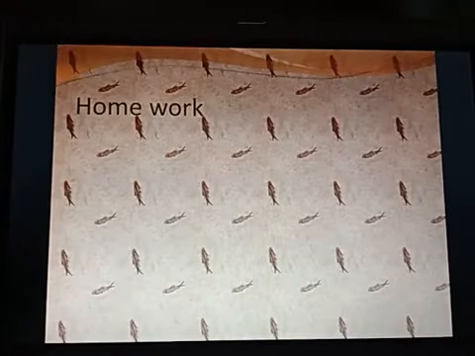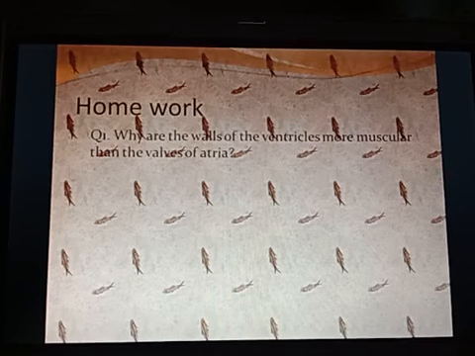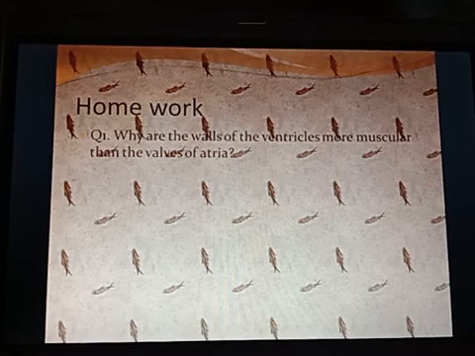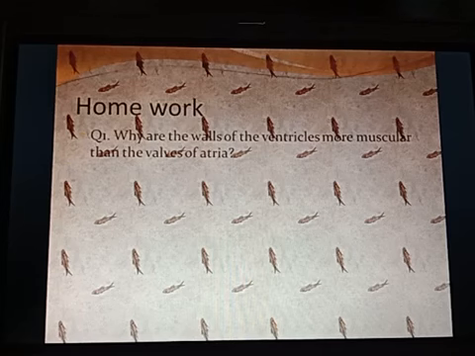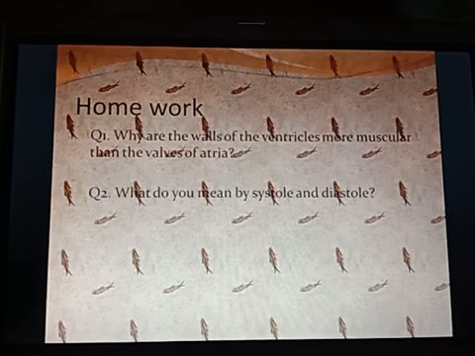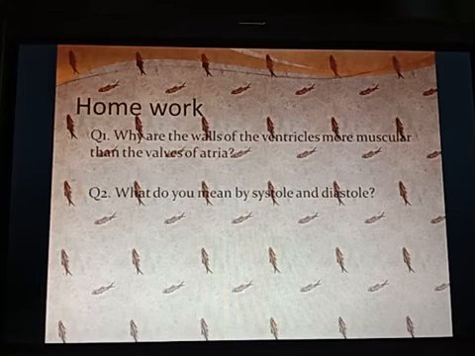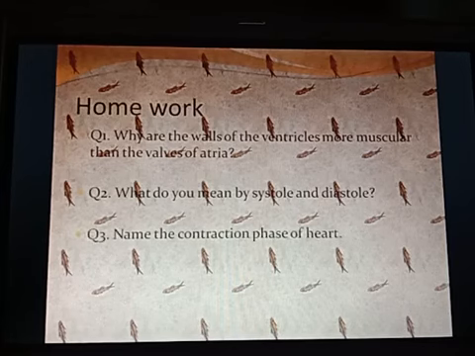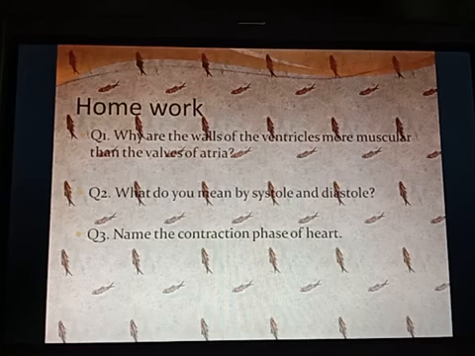Let us see the homework. The very first question is, why are the walls of the ventricles more muscular than the walls of the atria? You need to find the answer either from the book or from the lecture of the day. The next question is, what do you mean by systole and diastole? You need to write what is systole and what is diastole separately. The third question is, name the contraction phase of the heart. What is the contraction phase of the heart called?